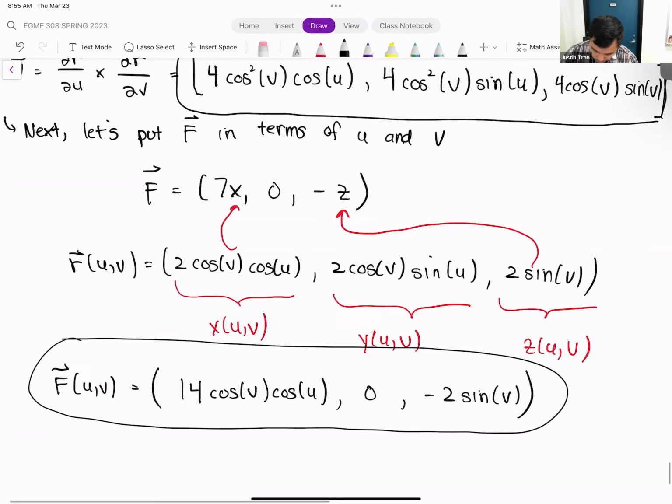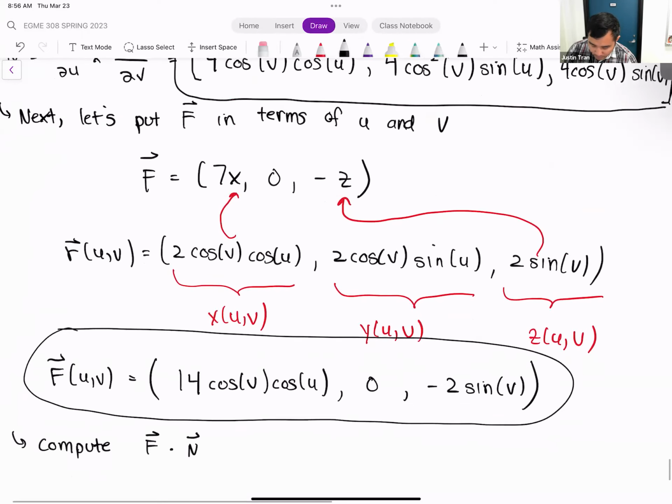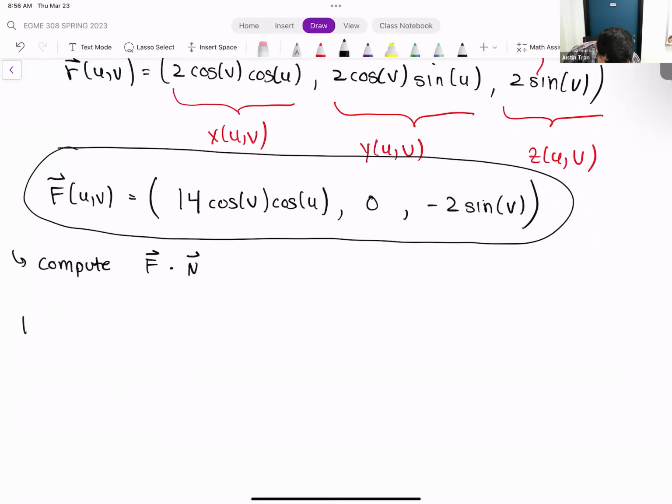take their dot product, because that's the integrand of the surface integral. And so we're going to take the dot product between these two vectors, the product with the normal vector. Okay, so let me go ahead and do that.